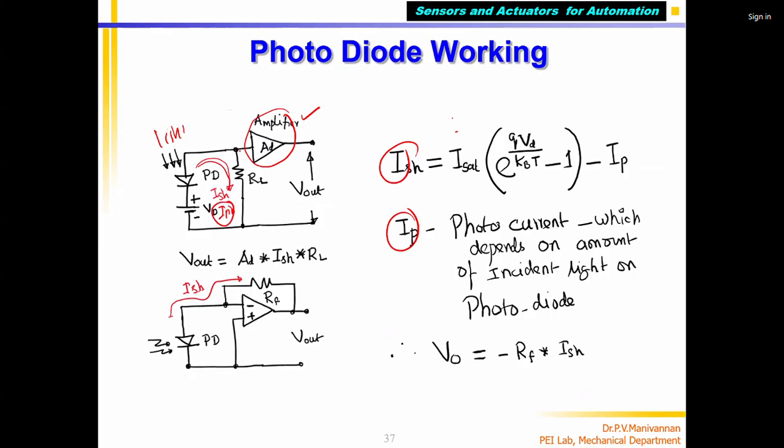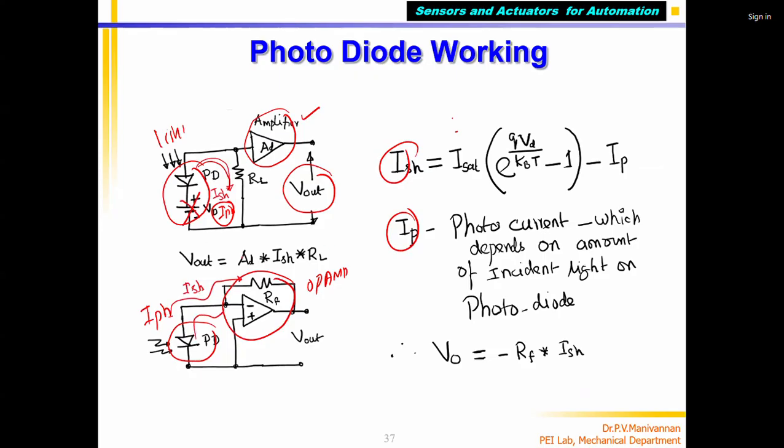So that voltage will be amplified. The amplifier output voltage will come. I can connect the photodiode two ways. One is called reverse bias photodiode. Otherwise, without the power supply, I can directly connect the photodiode to an op-amp. This is called an op-amp, which is nothing but an amplifier circuit. It will amplify the current produced by the photodiode. IPH, which we also call I shunt current, will be amplified by this.